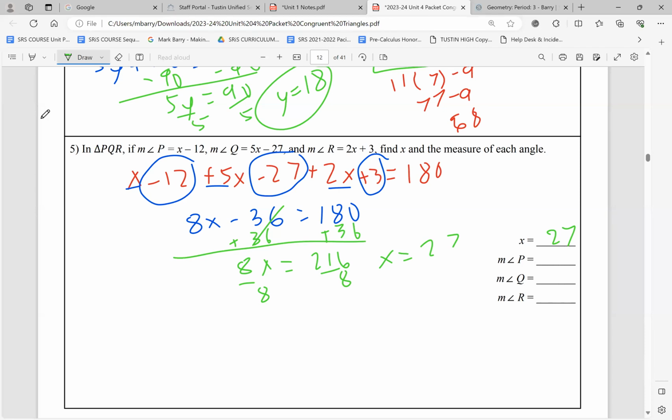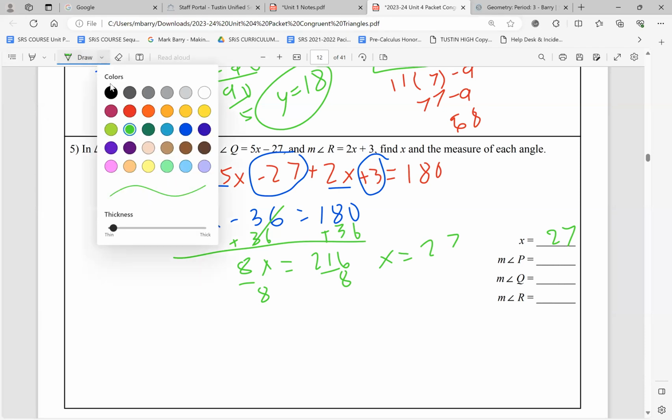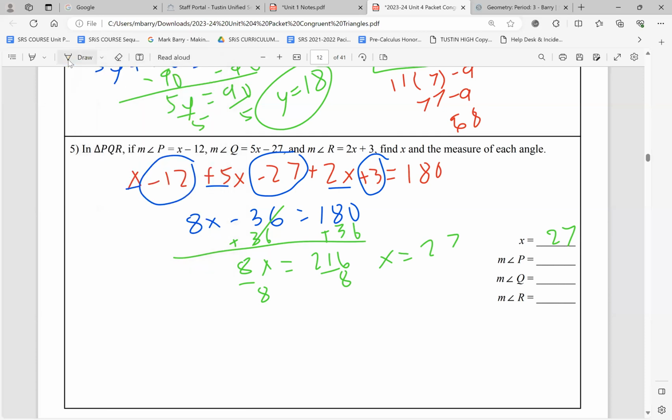Okay. You can see that this one also asks for all of the angle measurements. That's pretty easy as well. Once we get the x, we can just plug it back in. So if I'm doing this one, measure of angle P equals x minus 12. So angle P equals, now we know x is 27, it's just 27 minus 12, which would be 15.